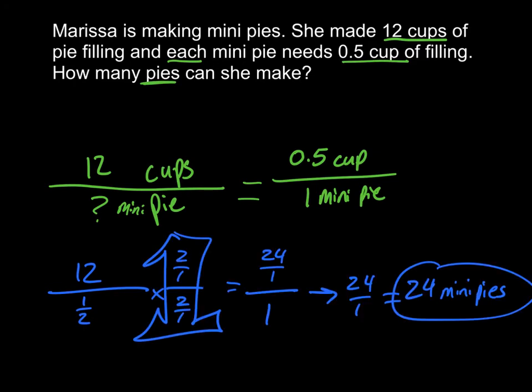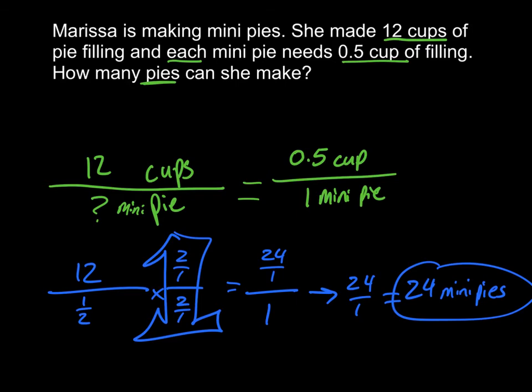So I set this problem up as 12 divided by 1/2, because I know 12 cups and 1/2, and multiplied it by the reciprocal, which is one of the lessons we talked about the past day or two, and that's a super giant 1, and then it works out so that I have 24 mini pies. If you don't remember how to do this process, please go back and watch the other video.